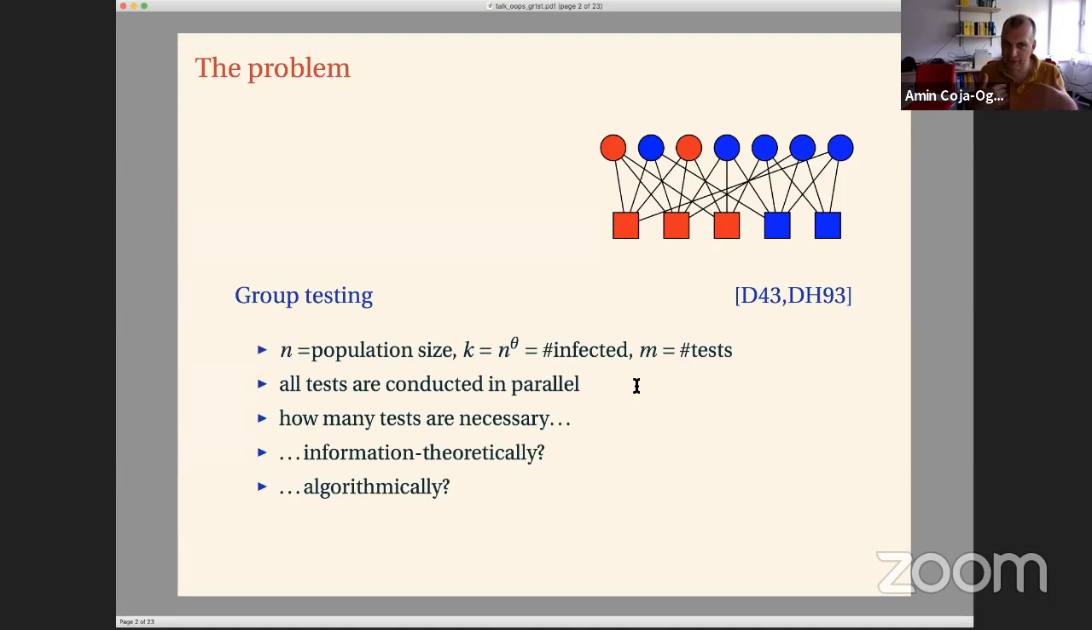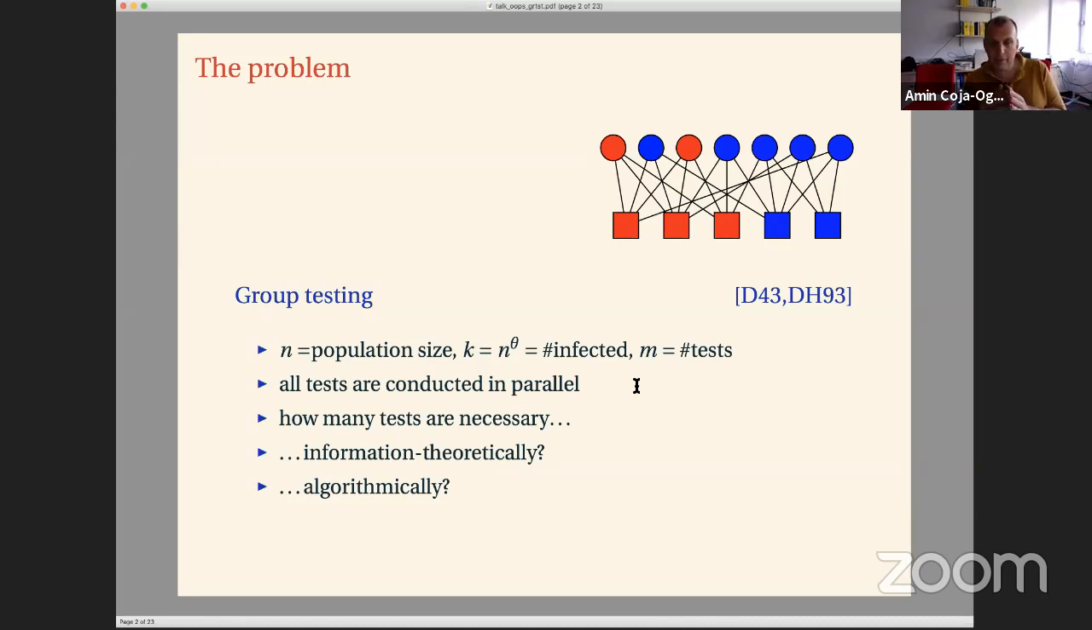So in the very early stages of such a pandemic process, right at the start, when you might still have a chance to stop the pandemic from spreading, the number of infected people can reasonably be modeled as n to the theta for some theta between 0 and 1. Now you would like to conduct as small a number of tests as possible so that you can exactly identify the set of infected people. In this version of group testing, called non-adaptive group testing, all of these tests are conducted in parallel. So you do one round of testing only, and you cannot base your subsequent tests on the results of previous rounds of testing.